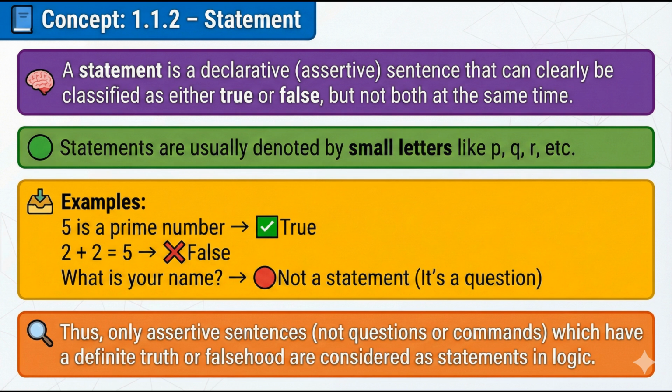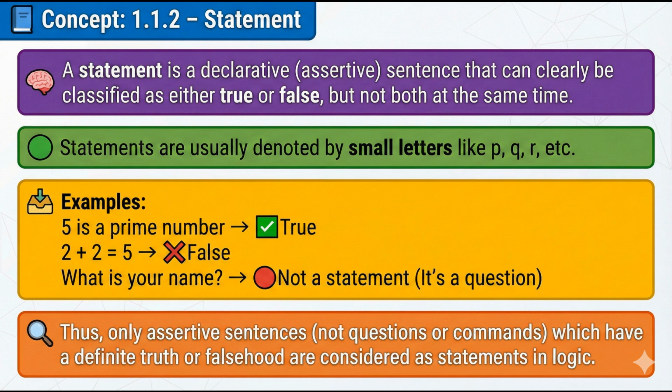Example 3. Statement R says, "What is your name?" This sentence is a question. We cannot decide whether it is true or false. Therefore, it is not a statement. Important observation. From these examples, one thing becomes very clear. Only those sentences which are assertive and whose truth or falsity can be decided are called statements in logic. Questions, commands, and requests are not statements.